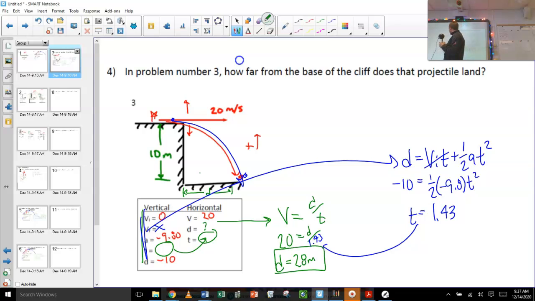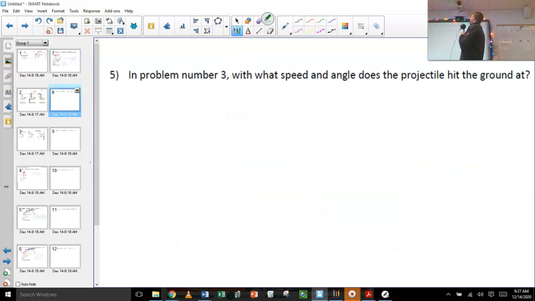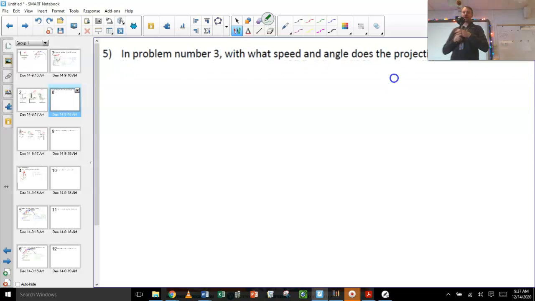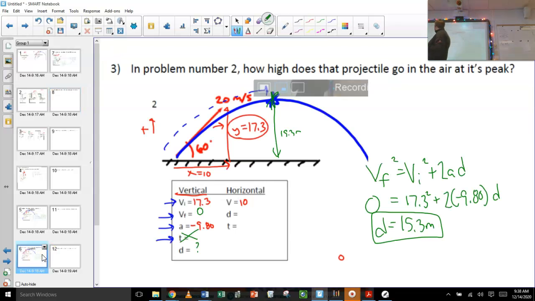How far does it go? 28 meters from the base of the cliff. Number 5. In that problem 3, that same one, what speed and what angle does the projectile hit the ground with? So I'm going to go back to my previous problem.